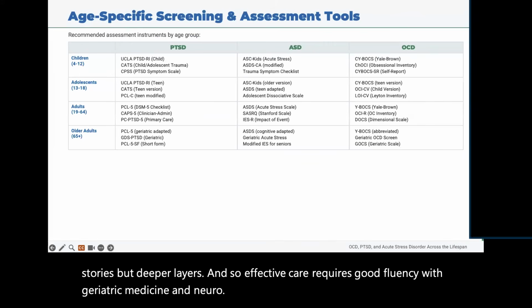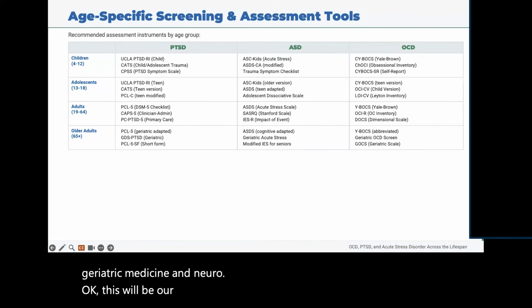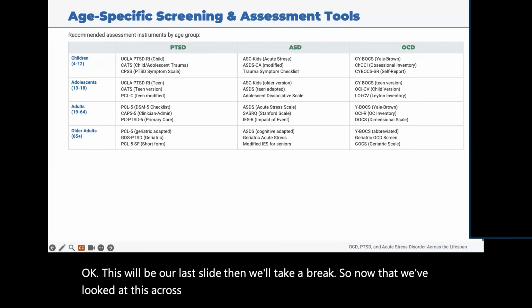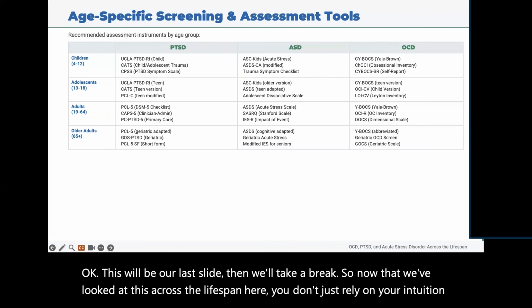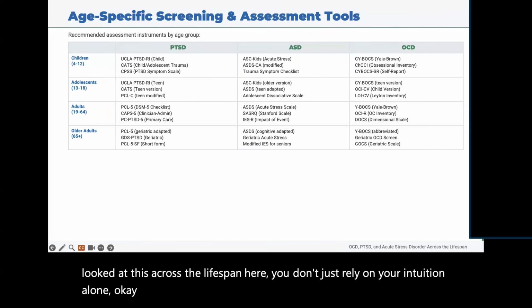Okay. This will be our last slide, then we'll take a break. So now that we've looked at this across the lifespan here, you don't just rely on your intuition alone. Assessment starts with the language that fits best.